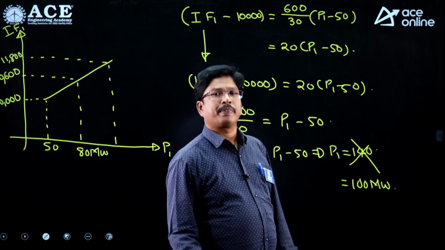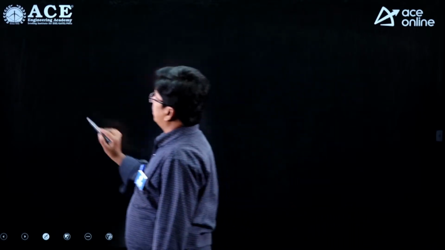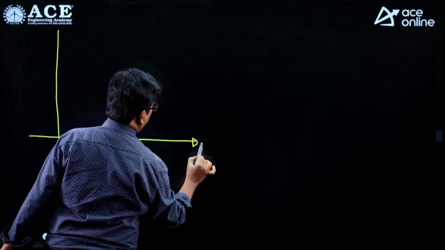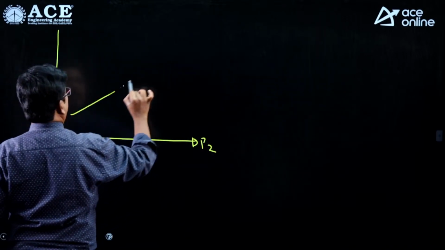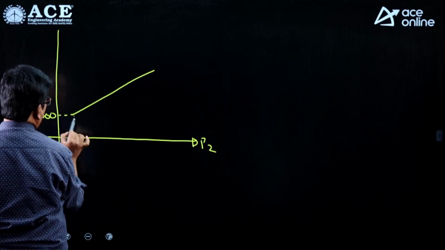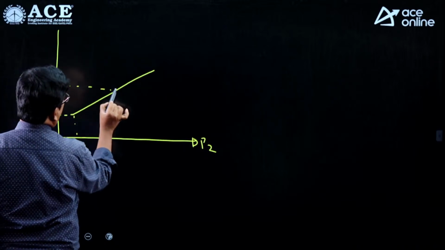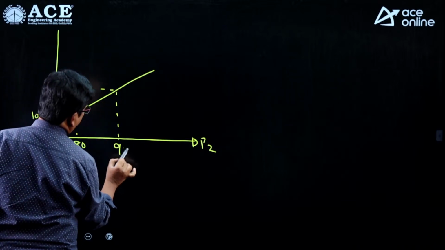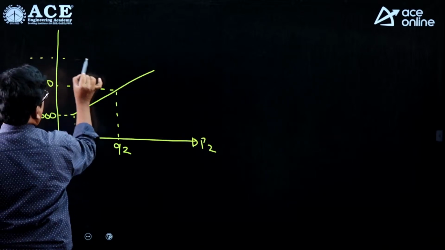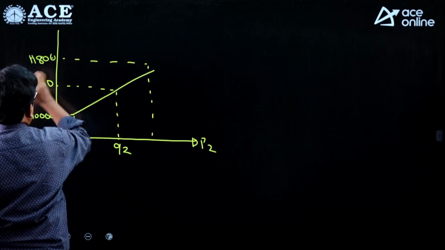Similarly, draw a line for plant 2. For plant 2, if you draw the line, initially it is 10,000 rupees per megawatt hour. For that, you are having 80 megawatt. For 10,600, you are having 92 megawatt. For 11,800, what should it be?